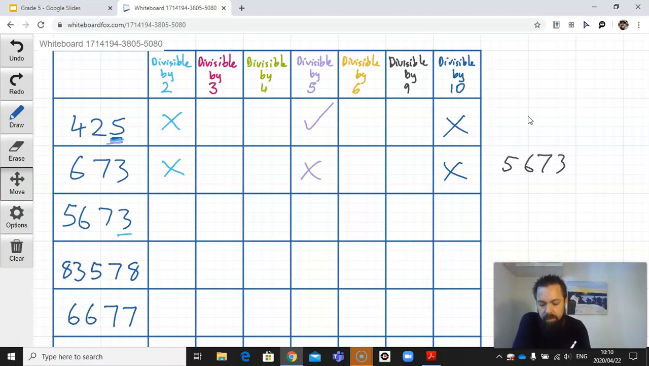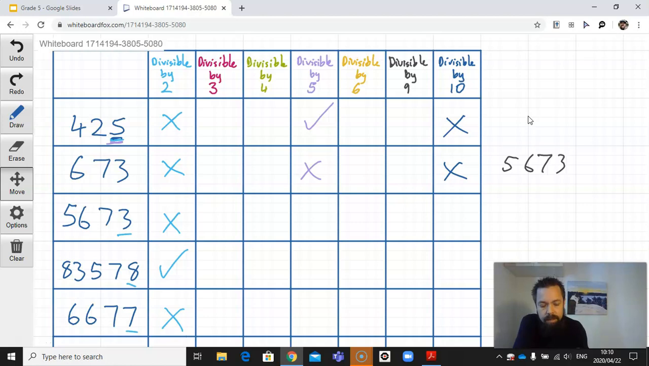Does it end in a 0, 2, 4, 6, or 8? Nope, not divisible by 2. This one ends in an 8, is divisible by 2. This one ends in a 7, not divisible by 2. So that's quite nice. In a very, very short time, I can see quite quickly that each of those ones in the bottom 3 is not divisible by 2.